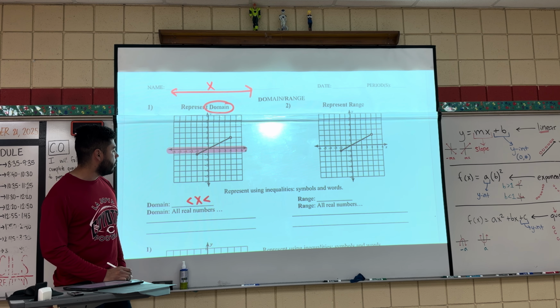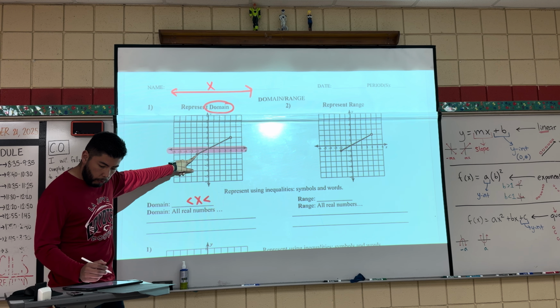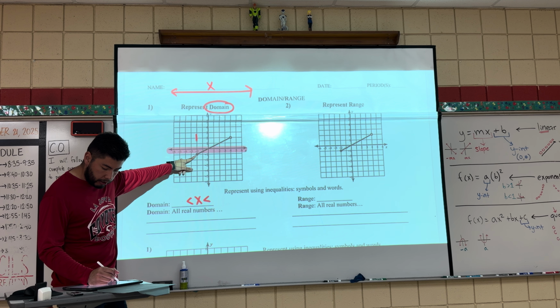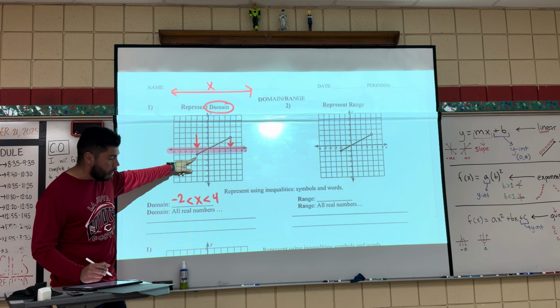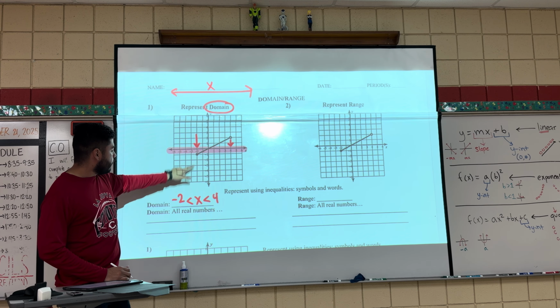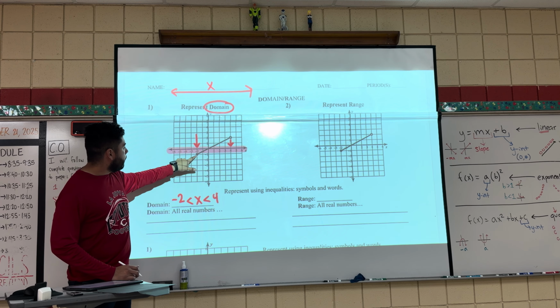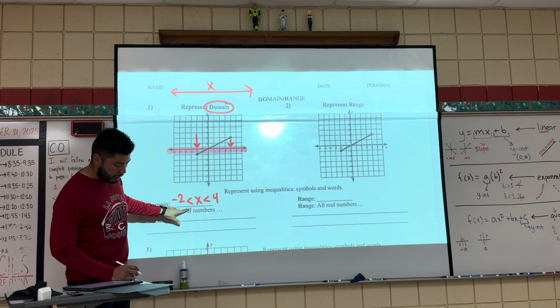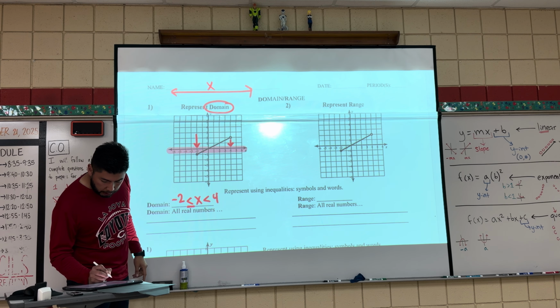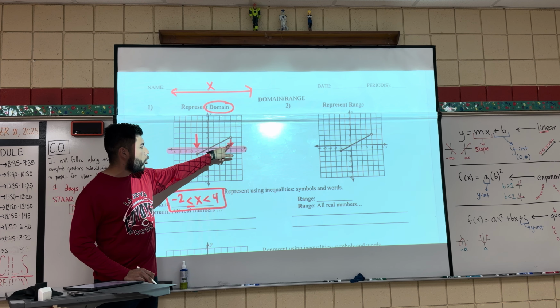There you go. Now, where did it start? Here, -2. So -2, and it got to 4. Because this one is colored in, it's going to be closed. So put a line under, and that's my answer. We don't put a line over here because it's open.